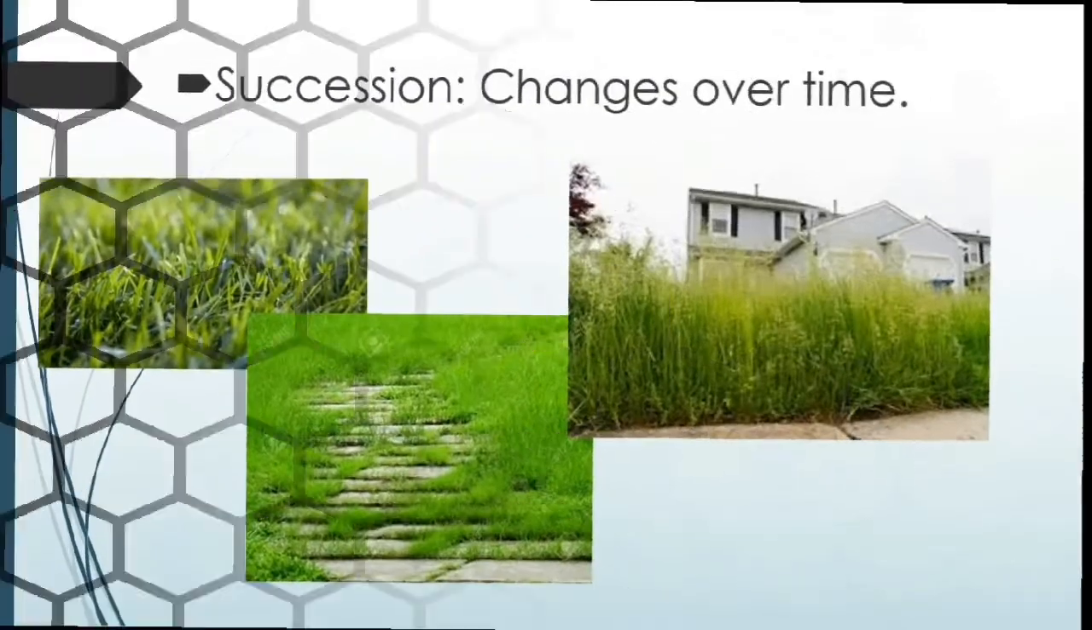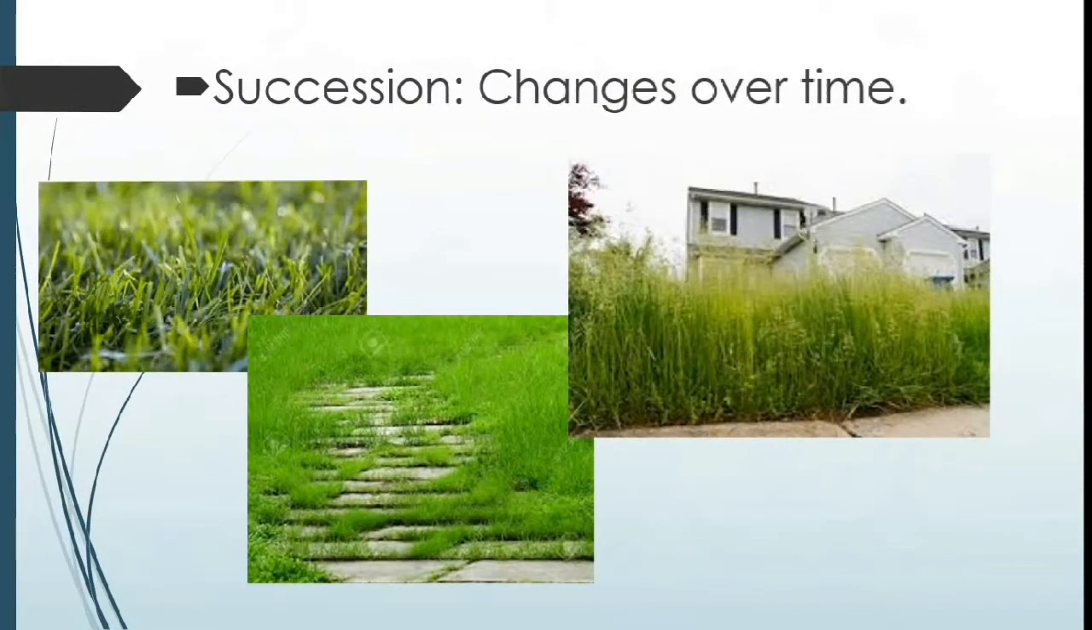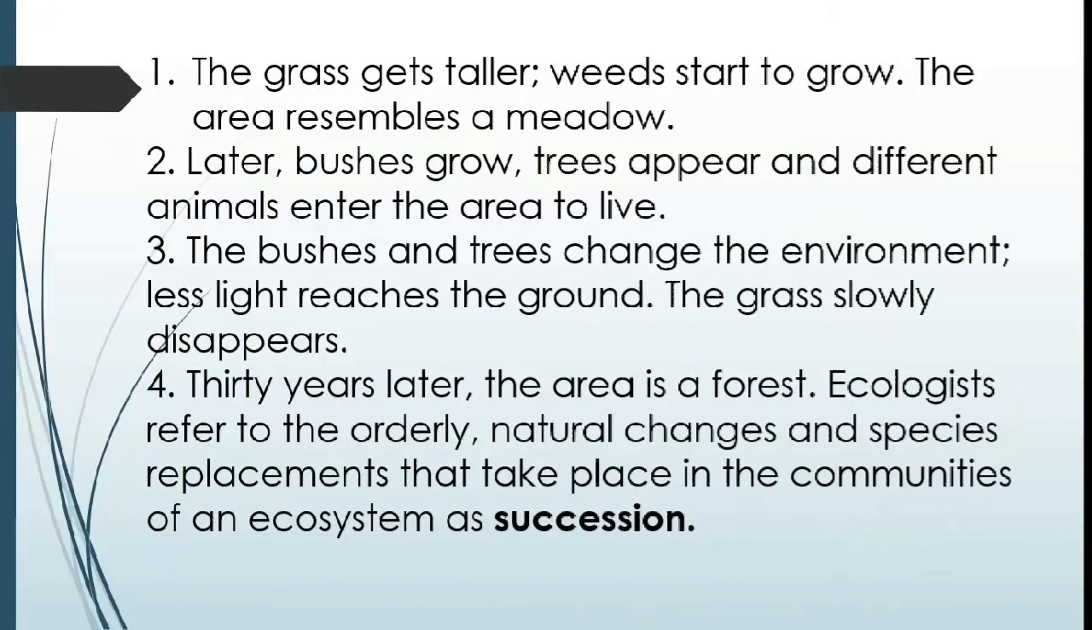Succession: changes over time. If grass were no longer cut on a lawn, what would it look like in 1 year, 5 years, or in 90 years? From experience, ecologists can predict the changes that will take place. Number 1. The grass gets taller, and seeds start to grow. The area resembles a meadow. 2. Later, bushes grow, trees appear, and different animals enter the area to live.